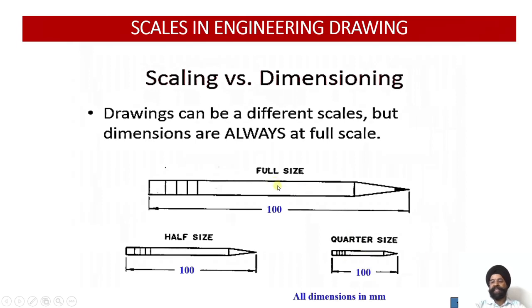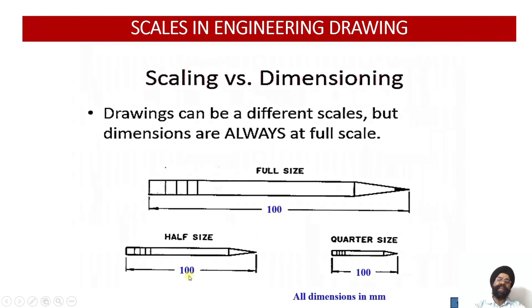You see, this is the big size pencil. If I don't have space on my drawing sheet, I'll draw 1 by 2. 1 by 2 means half. It does not mean that I'll be writing down 50 millimeter, though I am drawing 50, but the actual size to be manufactured is 100 only.